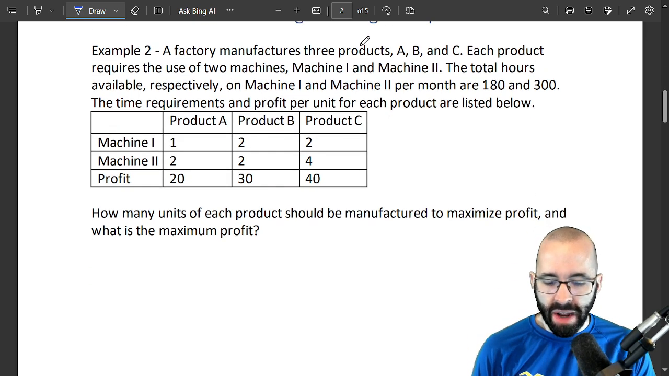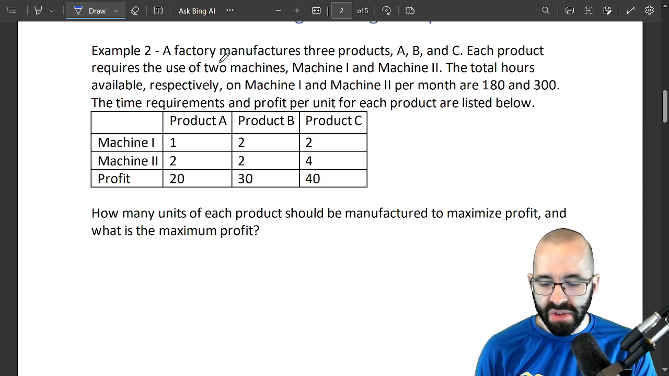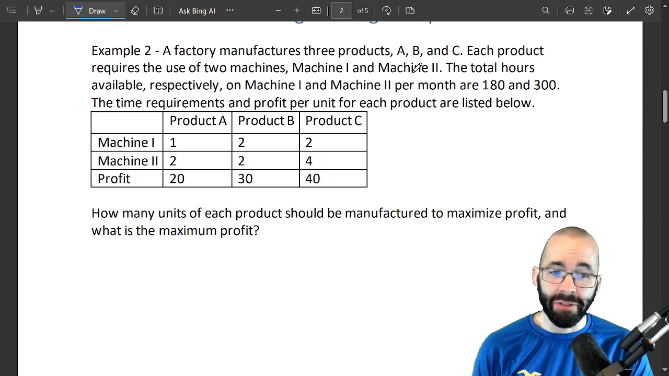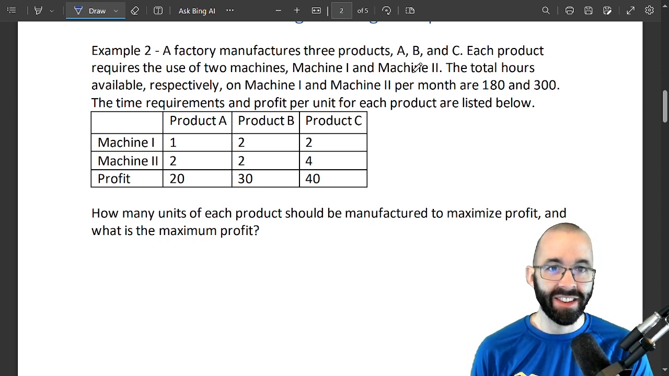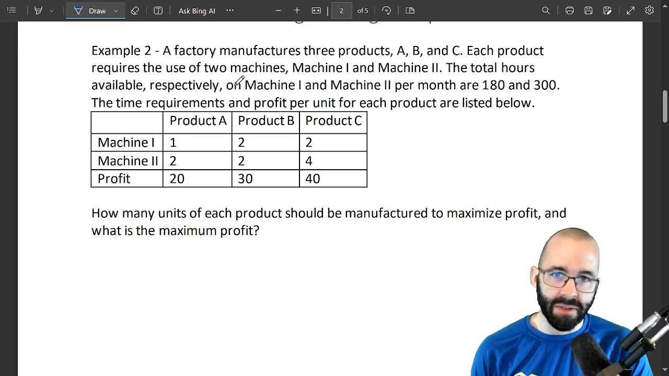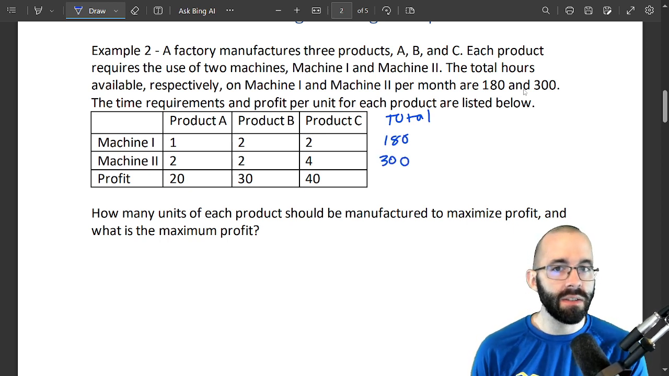We got a factory. They're manufacturing 3 products, A, B, and C. Each product requires the use of 2 machines, machine 1 and machine 2. Wow, this factory is very creative with their naming of machines and their naming of these products. ABC 1 and 2. Wow. The total hours available, respectively, on machine 1 and machine 2 are 180 and 300. Okay, so maybe I add a little total here. 180 for machine 1 and 300 for machine 2.